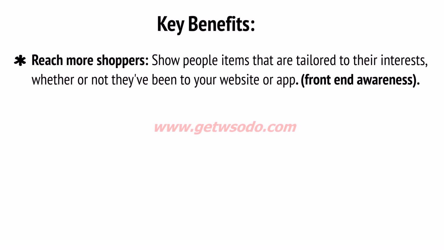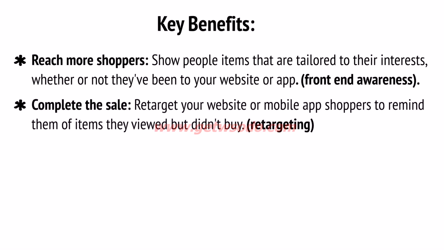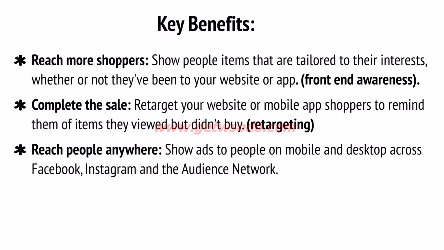So you can reach new people with this ad unit, not just retargeting people. Obviously, it also completes the sale, so you can retarget people who visit your site to remind them of items that they viewed but didn't buy. I'm going to show you how to set that up. And then you can reach people across a lot of different placements. I'm going to recommend that you enable all placements for this particular ad unit, and we'll see that. Basically, DPAs work on Instagram, they work on the Audience Network, they work on Facebook, they work across most of the available inventory.